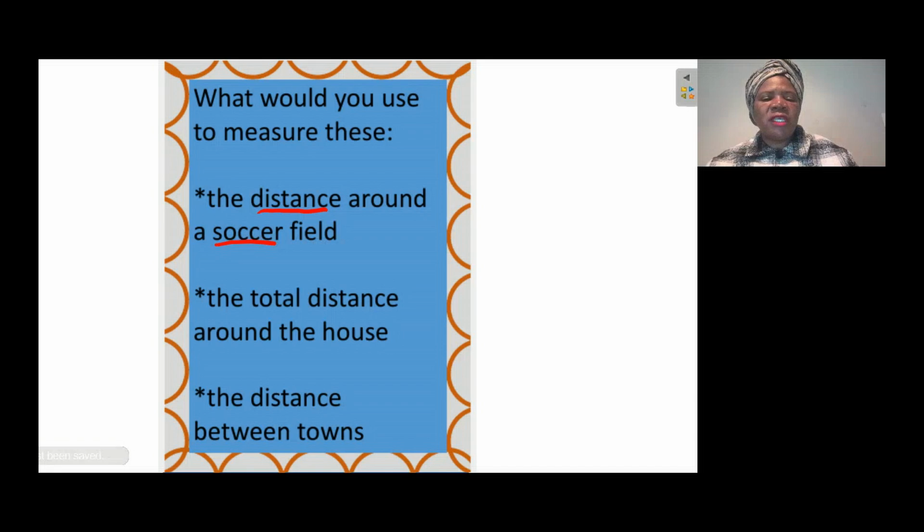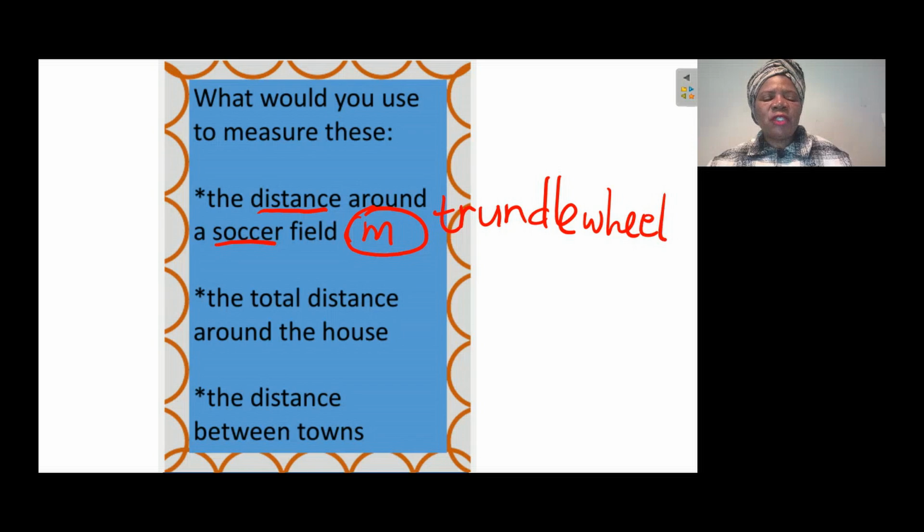For a soccer field, we will need a meter. We can use a meter stick to give us the distance in meters, or we can use a Trundle wheel. The Trundle wheel will be the best thing to use if we have it. Every time it makes 1 meter, it will give a clicking sound. So we will just count how many clicks, 1, 2, 3, 4, 5, 6 as we go, and it will be faster.